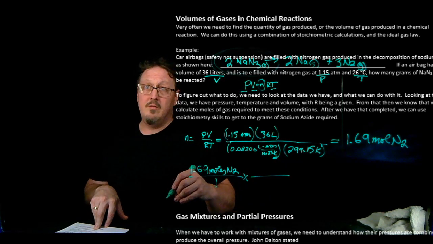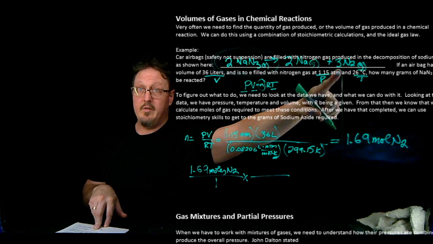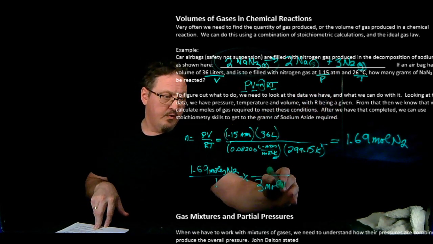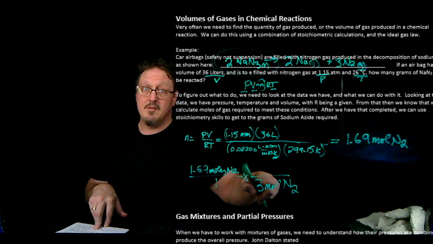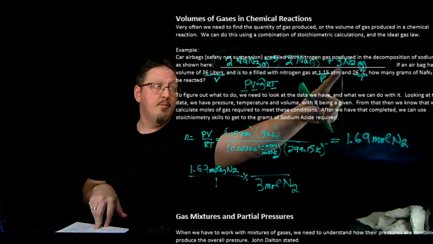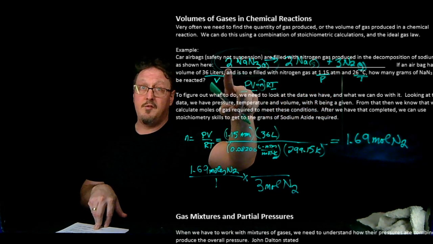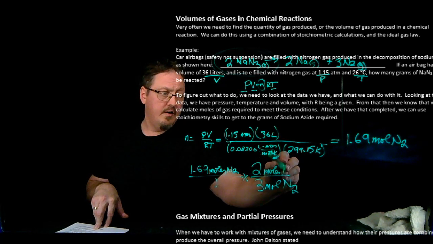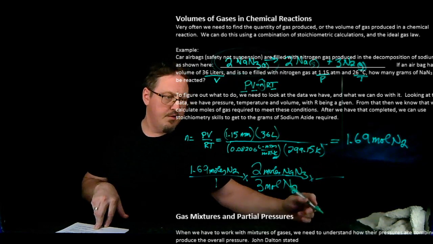Now I know that for every 3 moles of N2 that gets created in this chemical reaction, and again, you'll notice this is our stoich skills, we're going to have our moles of N2 opposite each other so that the unit cancels off. But for every 3 moles of N2 that I create, I needed to start with 2 moles of NaN3. So 2 moles of sodium azide, NaN3, over 3.